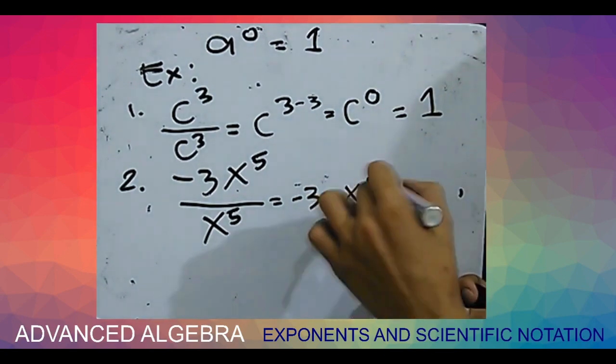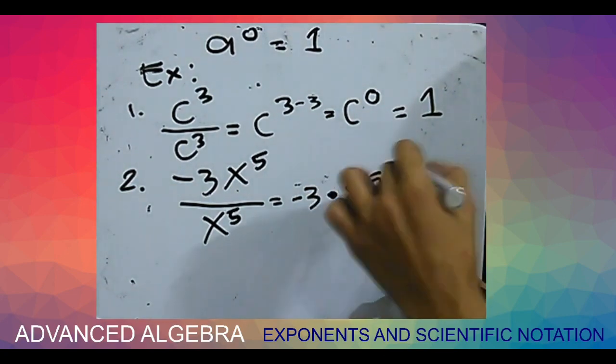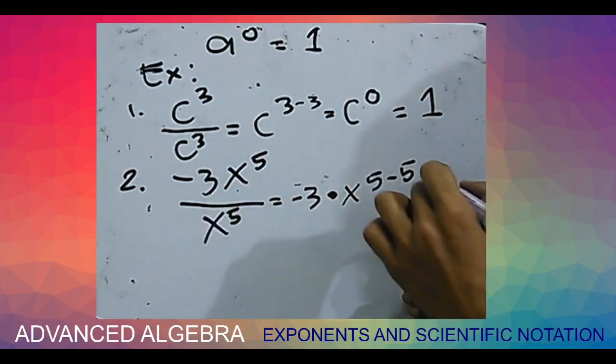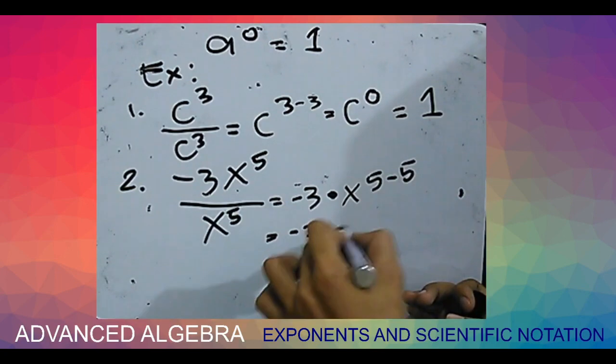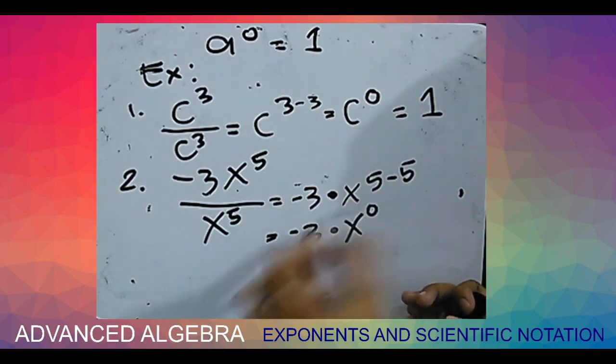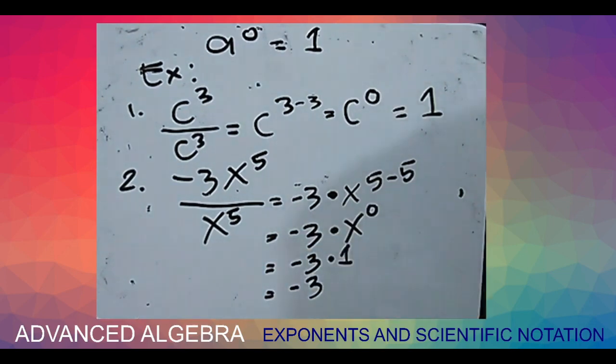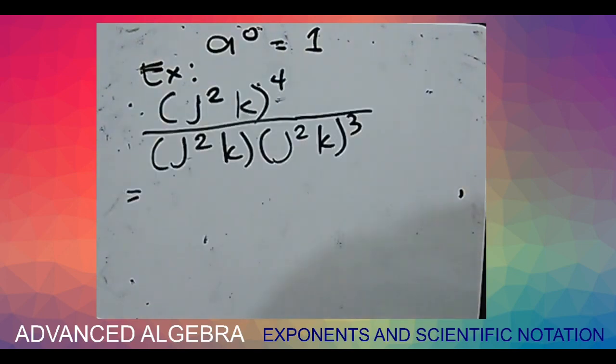Then, x to the fifth power minus 5. So pinag-minus natin yung exponent nitong x to the fifth power at nito. Sagot dito ay negative 3 times x to the 0 power, tapos negative 3 times 1, ang sagot ay negative 3. So next example tayo. Bigay pa tayo ng isa pa. Gawin natin medyo komplikado.